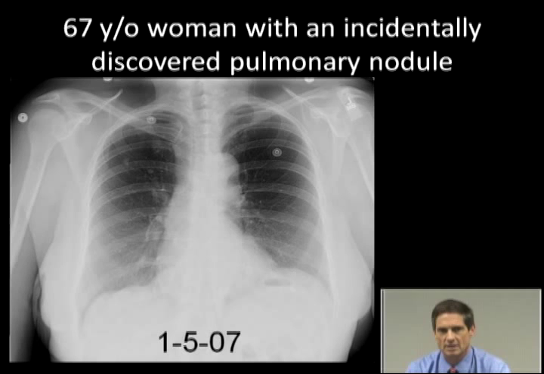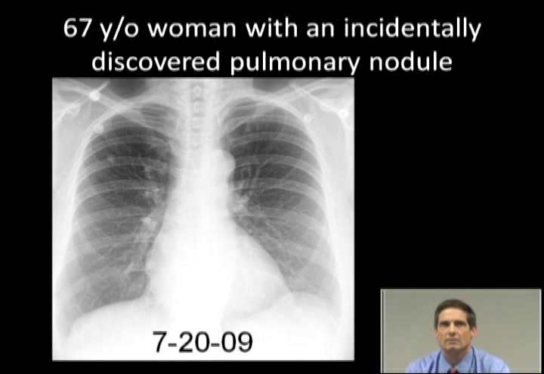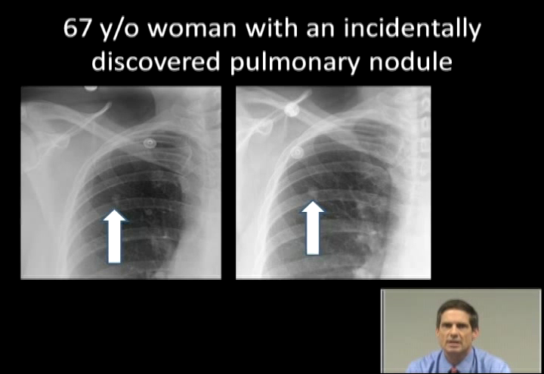This exam was done, as it says on the date there, 1507. On an additional study, 72009, the right upper lung nodule seemed to be more conspicuous. So there's the nodule on the 72009 image marked with an arrow. And here's the two studies side by side. On the left is the earlier study, and on our right is the later study.